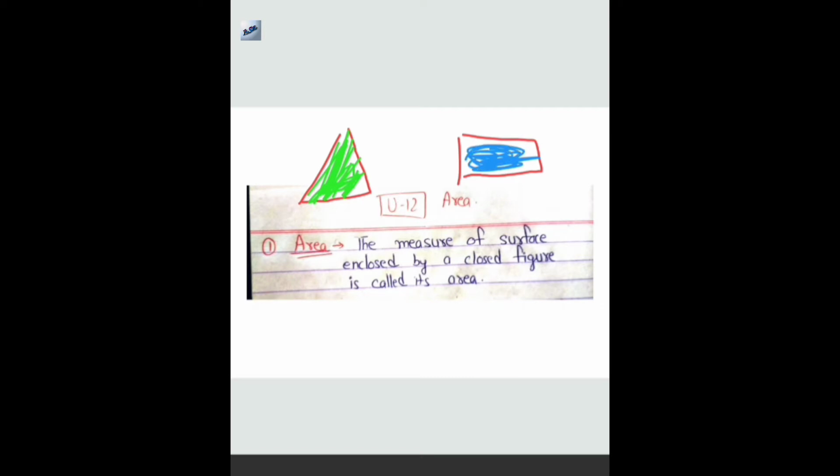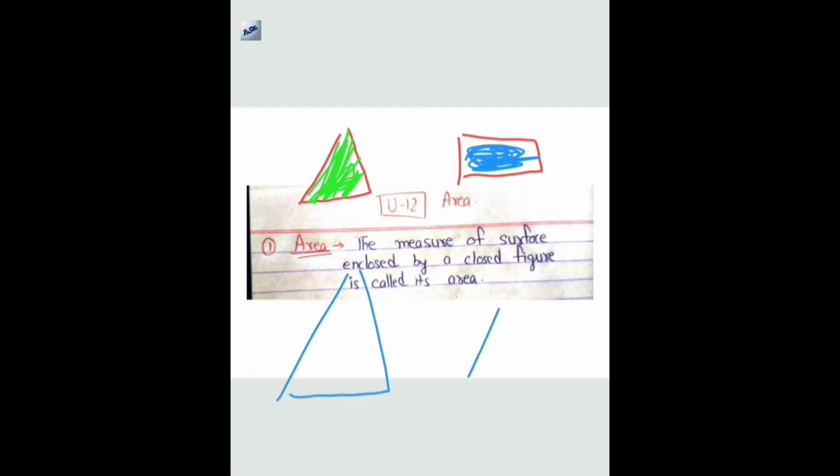So, for example, let me draw two figures. This will be the one and this will be the two. Which has the greater area? Obviously this has the greater surface area.